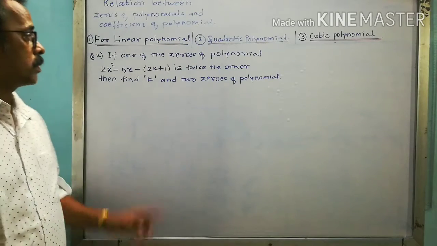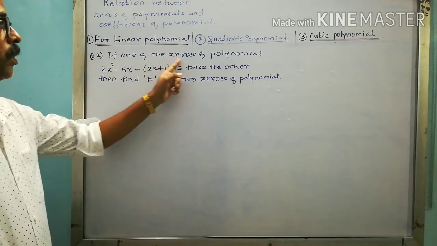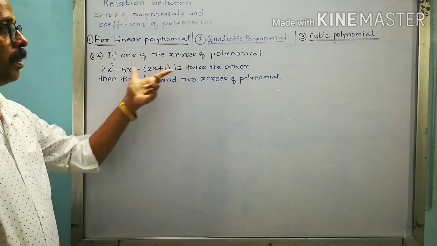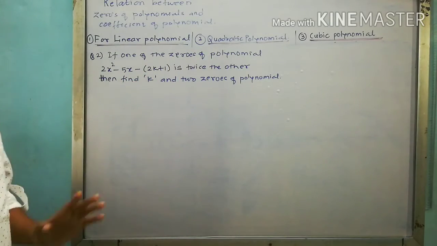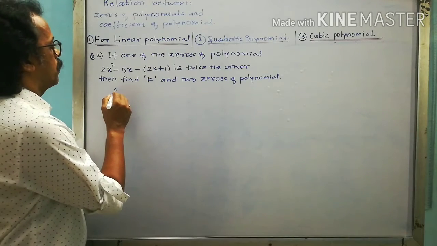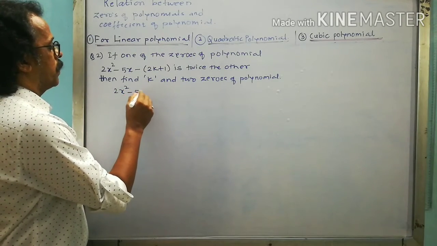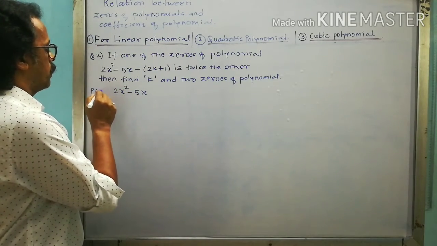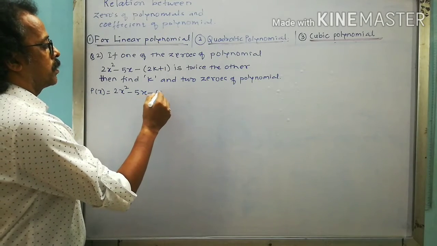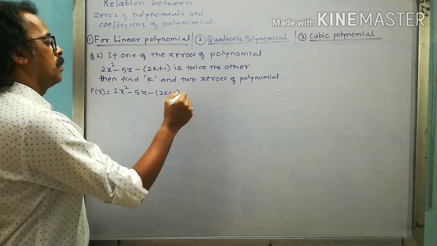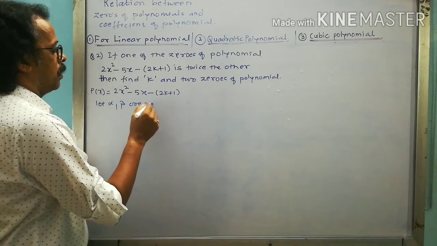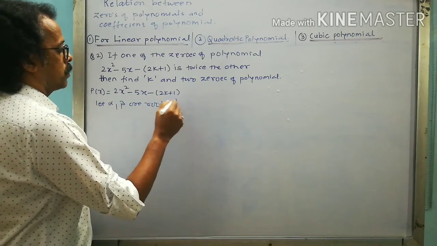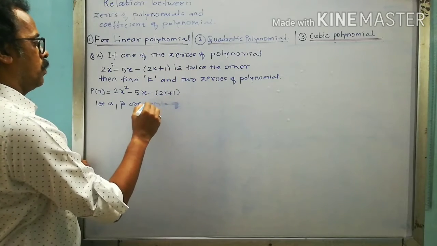Okay, now the question number 2 I gave you. If one of the zeros of some polynomial is twice the other, then find the value of k and the zeros of polynomial. Okay. Now what we could do first? 2x square minus 5x minus 2k plus 1. This was our polynomial, right? Let alpha and beta be zeros of polynomial.